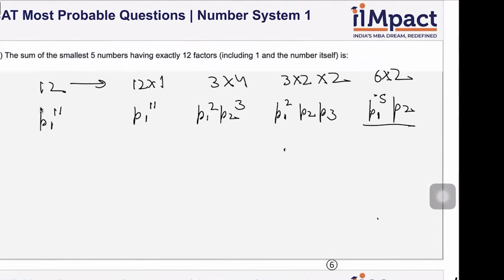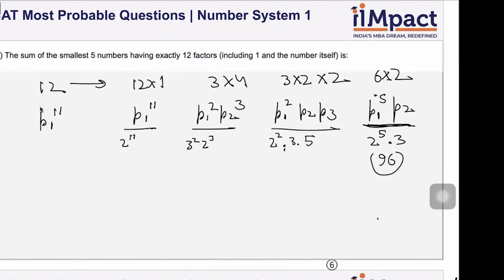Now, once I have this, I can start finding the smallest five numbers. This will be 2 to the power 11. This is going to be obnoxiously high, so I'm safe here. The smallest here will be 3 square 2 cube. The smallest here will be 2 square into 3 into 5. And the smallest here will be 2 to the power 5 into 3. So 2 to the power 5 will be 32, and 32 into 3, that is 96, is the smallest here. The smallest here is 4 into 15, that is 60, and the smallest here is 9 into 8, that is 72. So the absolute smallest is 60, then 72.